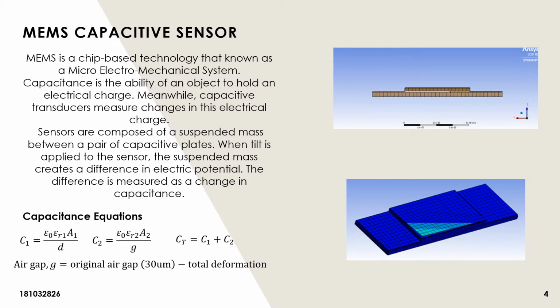Sensors are composed of a suspended mass between a pair of capacitive plates. When heat is applied to the sensor, the suspended mass creates a difference in electrical potential. The difference is measured as a change in capacitance. So this is the geometry from SpaceClaim, and then this is the total information that happens during the process.